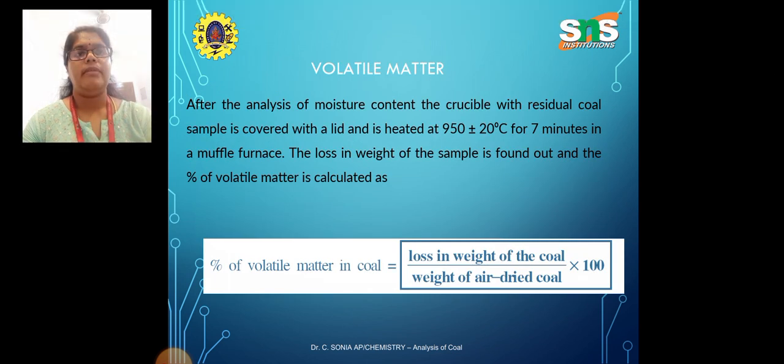Next is the volatile matter. After the analysis of the moisture content, the crucible with the residual coal sample is covered with the lid and is heated at 950 plus or minus 20 degrees centigrade for 7 minutes in a muffle furnace. The loss in weight of the sample is found out and the percentage of the volatile matter is calculated as the loss in weight of the coal upon weight of the air dried coal into 100.